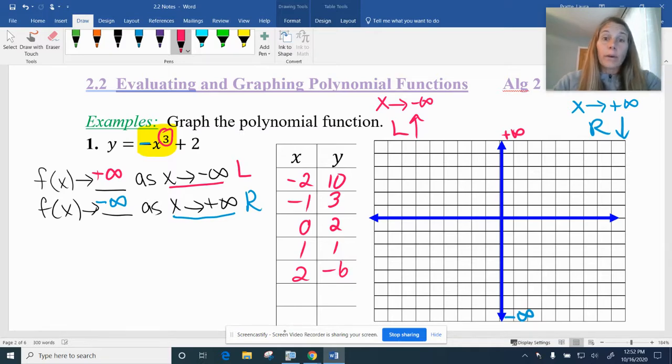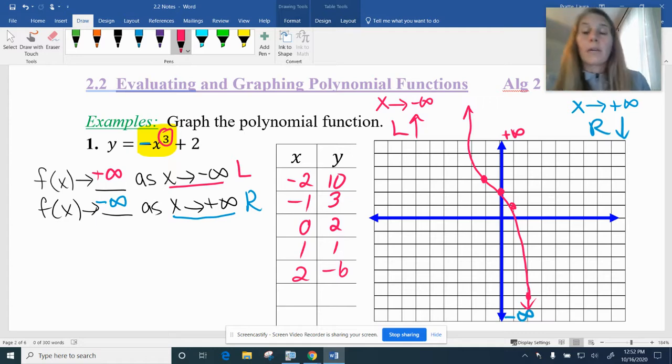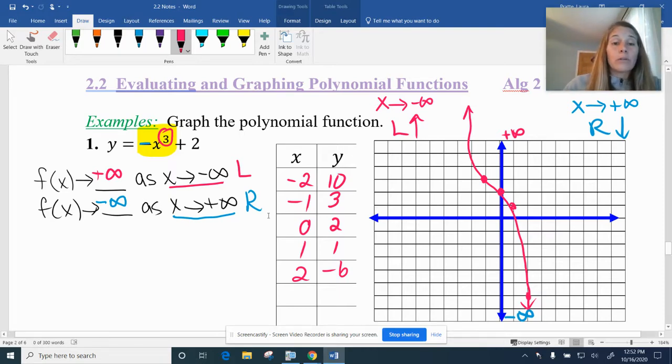And now we're just going to plot whatever fits on our graph. So -1 and 3 fits, 0, 2, 1, 1, and 2, -6. And we know that there'd be something else way up here. And then making sure your end behavior that's expected, left up, right down, is what you're getting on your graph. Okay, so now we're going to go down and do the other ones.